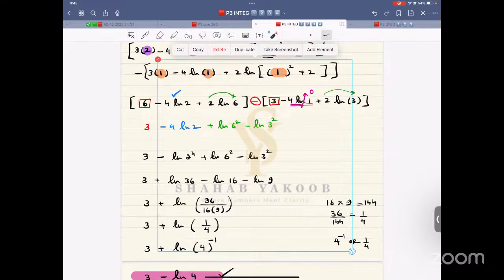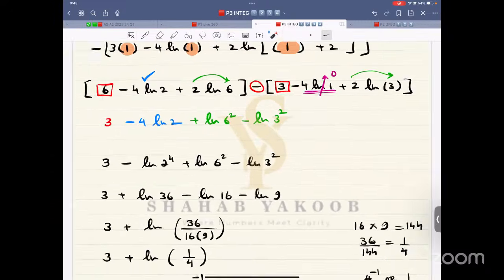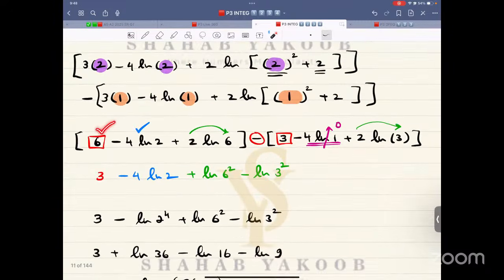Now focus over here. That is 3 into 2 is 6. And over here, 3 into 1 is 3. So these two are integers, pair them up. -4 ln 2. This is 2 ln 6. This is -4 ln 1. ln of 1 is 0. It's good. One term disappears. And this is 2 ln 3. So this is -4 ln 2, 2 ln 6, minus sign 2 ln 3.